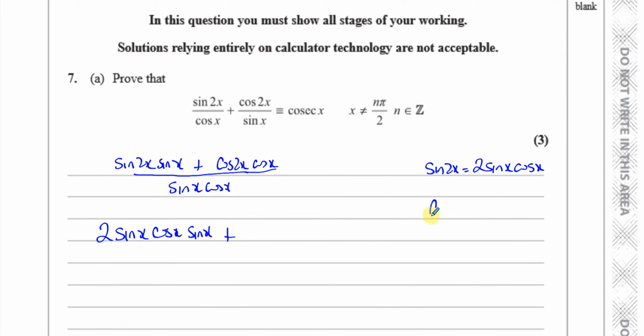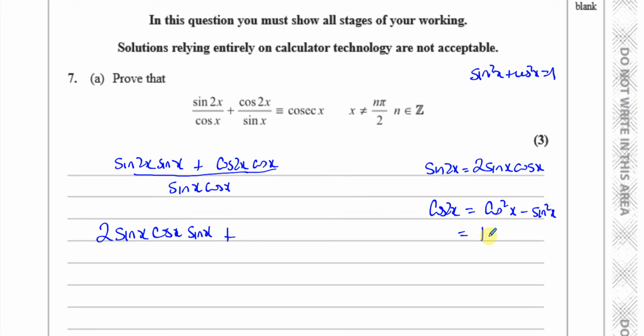Plus, now for cosine 2x, there are a few different identities. The main one is cosine squared x minus sine squared x. Both of these are based upon the addition formulae, which you can find in the formula book. So cosine 2x equals cosine squared x minus sine squared x. From this I can derive two other identities. The main identity we learned from P2 was sine squared x plus cosine squared x equals 1, so cosine squared x would be 1 minus sine squared x.